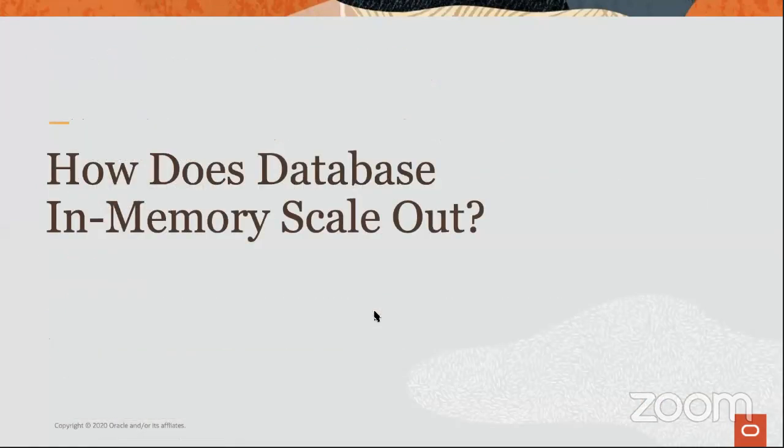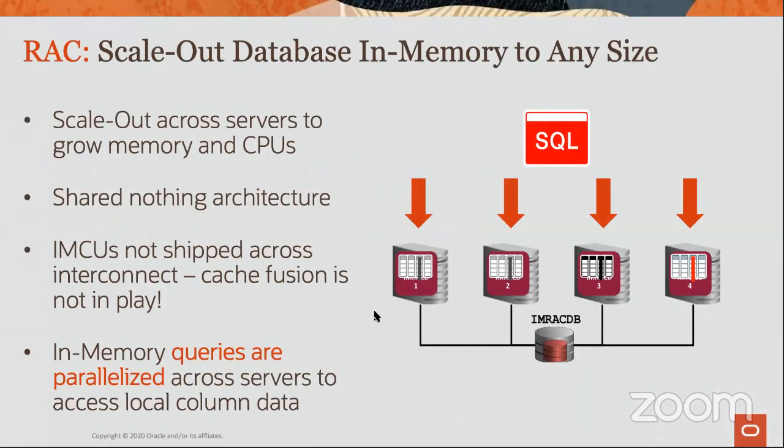So how does Database In-Memory scale out? We take advantage of RAC. I mentioned earlier that we use all of the features of Oracle Database. So RAC, I mentioned Active Data Guard. You can still run all of your RMAN, GoldenGate, all the features of Oracle Database that you're currently using will work with Database In-Memory. We leverage RAC as our scale out solution for Database In-Memory.